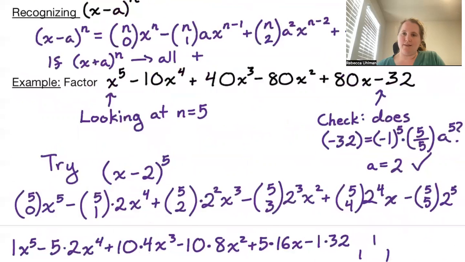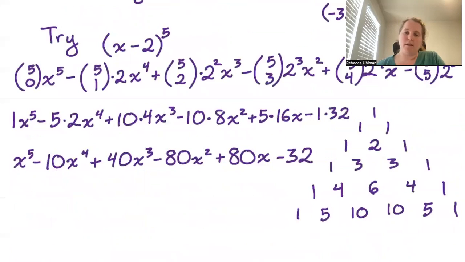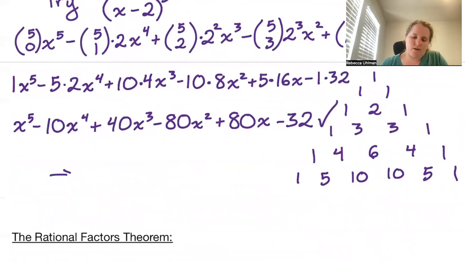You can't see it all on the same screen. There we go. x to the 5th minus 10x to the 4th plus 40x cubed minus 80x squared plus 80x minus 32. That is precisely what we had. And so we get that our factorization is (x minus 2) to the 5th. For this, if you have something in front of the x to the 5th, you could factor it out from everything. Or in place of x, you could put like (3x) all raised to the 5th in your formula.